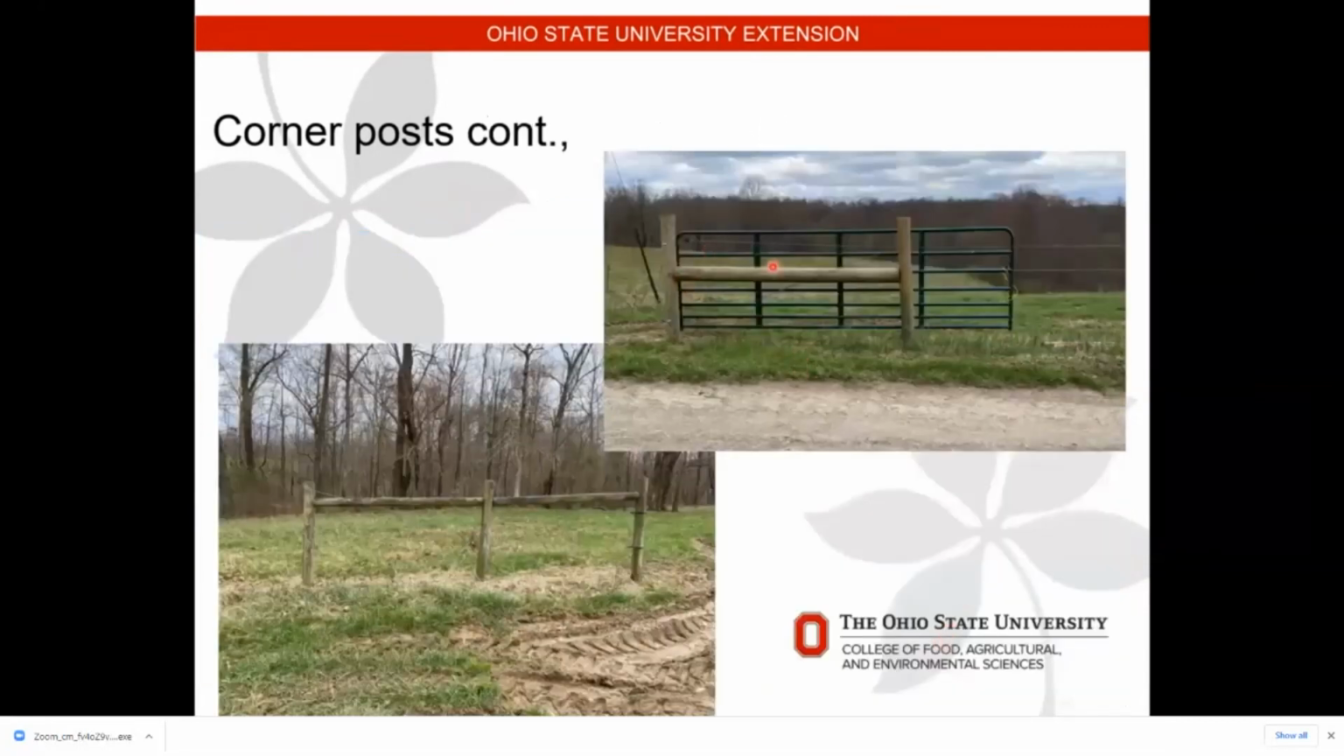With corner posts, this one is probably about the only thing that I've done right on my place. You can see this is 10 foot, 4 foot up. But another thing that I've done is put a peg on the other side of that post. So when that gate's open, it'll hold that gate up and it'll also keep it open.